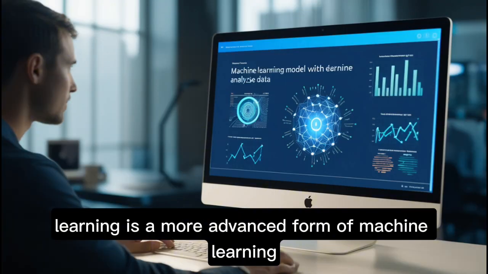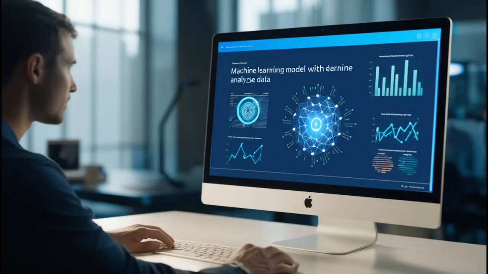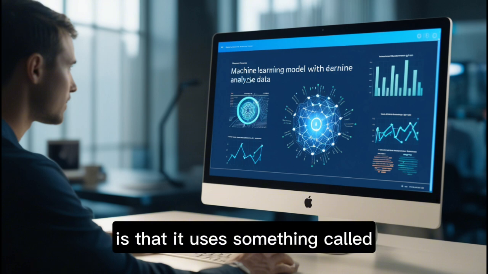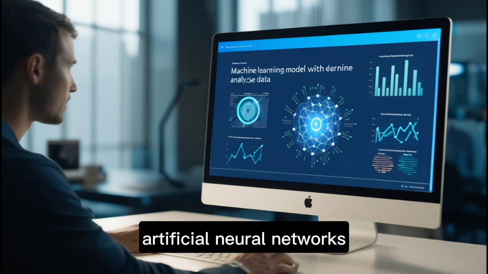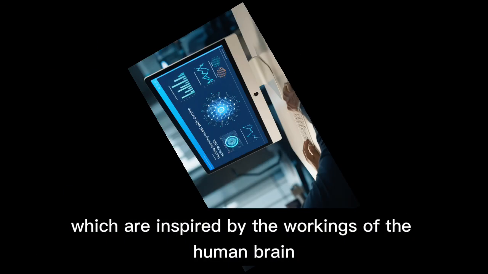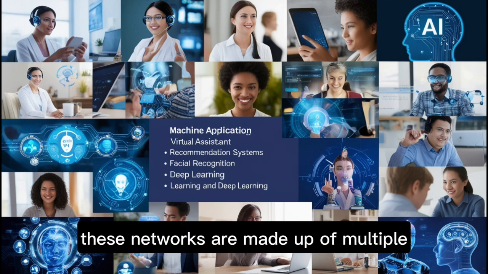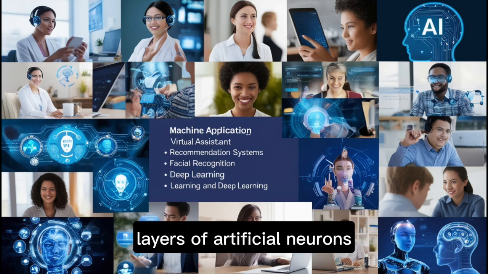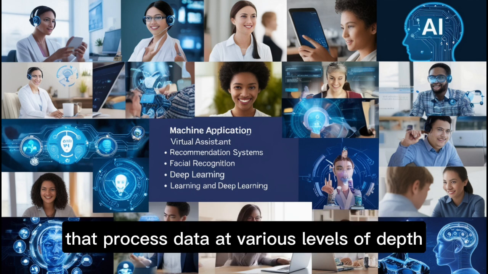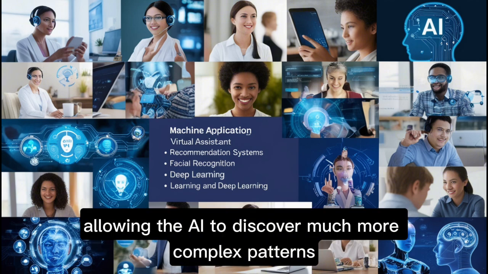What is deep learning? Deep learning is a more advanced form of machine learning. What differentiates deep learning is that it uses something called artificial neural networks, which are inspired by the workings of the human brain. These networks are made up of multiple layers of artificial neurons that process data at various levels of depth, allowing the AI to discover much more complex patterns.